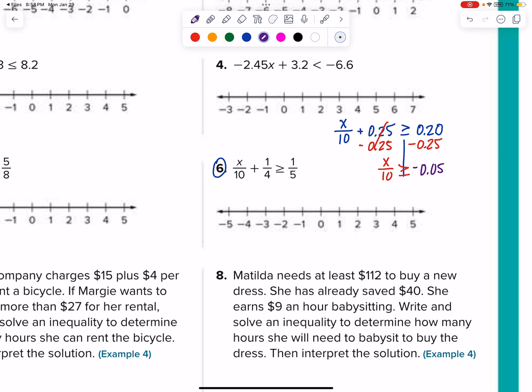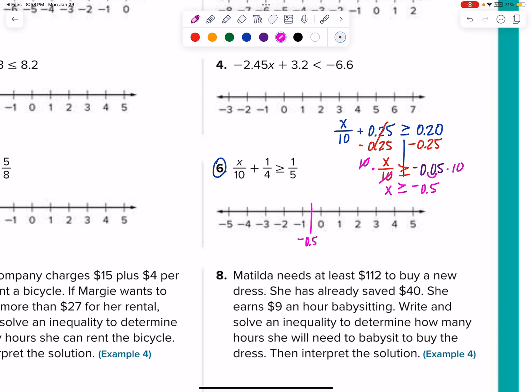Now we can solve for x. Instead of x divided by 10, we multiply by 10 on both sides. We're not multiplying by a negative, so everything stays. So x is greater than or equal to, and when we multiply by 10, we move the decimal point to the right. So we have negative 0.5, or negative 1/2. Let's go ahead and graph it now. Where is negative half? Well, negative half is here. So we're going to make a big tick mark and write negative 0.5.